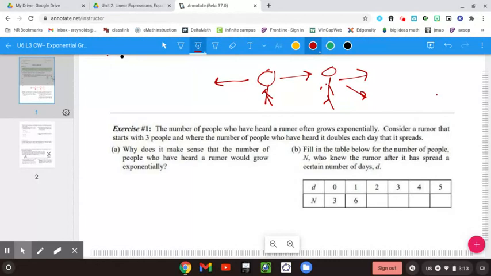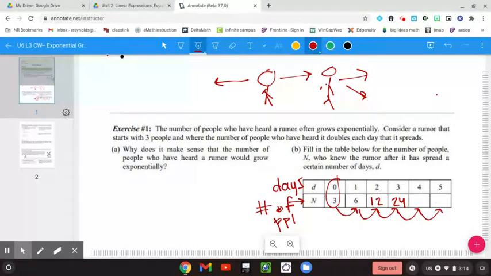So in column D, this is days. And this is the number of people. Excuse my awful handwriting on this board. Number of people who know the rumor. So on day 0, 3 people know. And then each day, it's going to double. So double of 3 is 6. What is double of 6? Well, that's going to be 12. What is double of 12? 24. It's getting pretty big pretty quickly here.